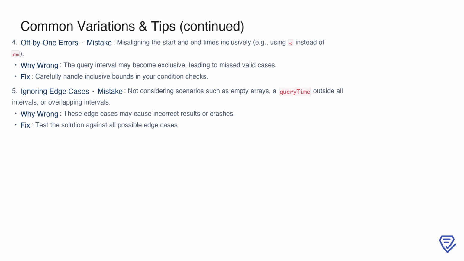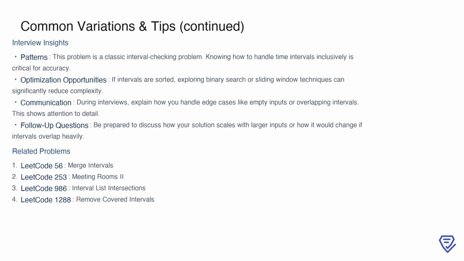Additionally, ignoring edge cases is a frequent oversight. Scenarios like empty arrays, a query time value that doesn't fall within any intervals, or overlapping intervals can all lead to incorrect results or crashes if not considered. To avoid this, make sure to test your solution against all possible edge cases, ensuring that it handles these situations gracefully. This problem is a classic example of interval checking, and mastering this pattern is crucial for solving it accurately. Handling time intervals inclusively is a key skill, as it ensures that all valid cases are accounted for.